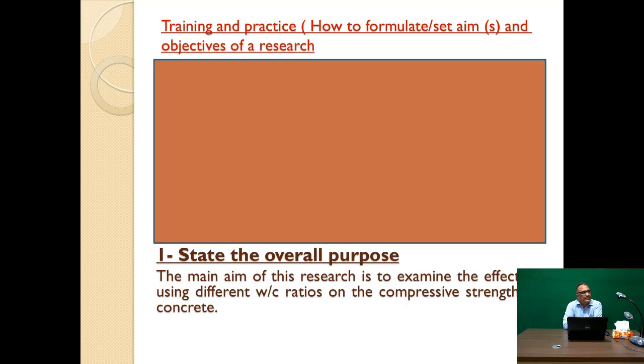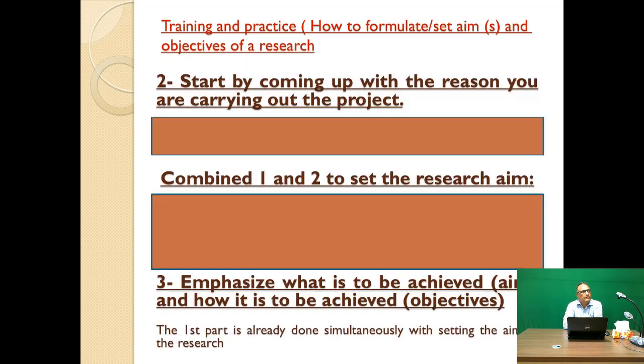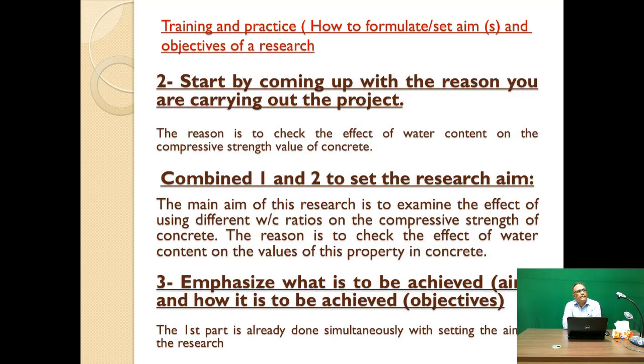My answer is, the main aim of this research is to examine the effect of using water cement ratios on the compressive strength of concrete. The second point, start by coming up with the reason you are carrying out the project or the research. My answer is, the reason is to check the effect of water content on the compressive strength value of concrete. After that, try to combine 1 and 2 and set your research aim.